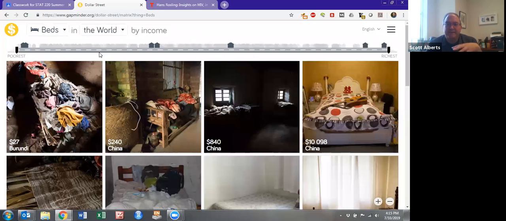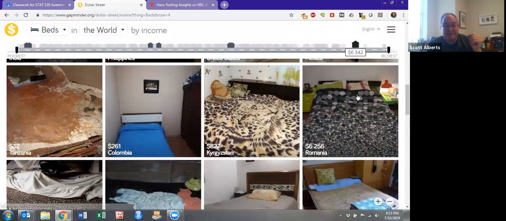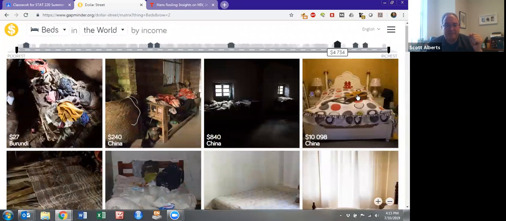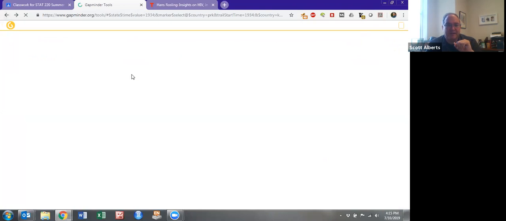And again, this is a graphical representation. What you see is that rich people around the world have beds that look pretty much the same as beds all around the world. And down here at the lower level, we see how they make do with what they have. So again, the assignment that's separate from this Big Idea video is for you to just tool around on one of these Gapminder tools and see what you can learn.